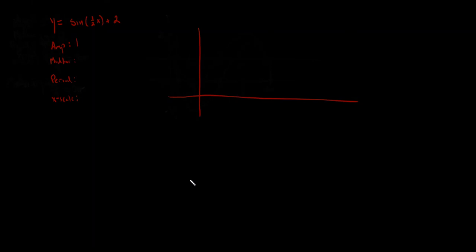So the amplitude is going to stay 1, which is the same as the parent function, but the rest is what changes. This plus 2 outside here is shifting it up 2. So the midline is now at y equals 2. Now these two together help me figure out the y scale.